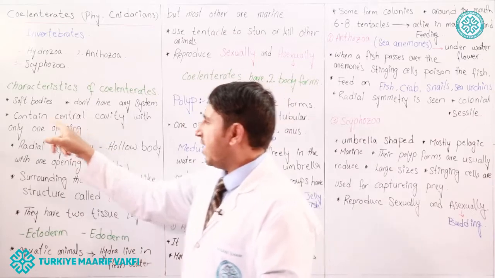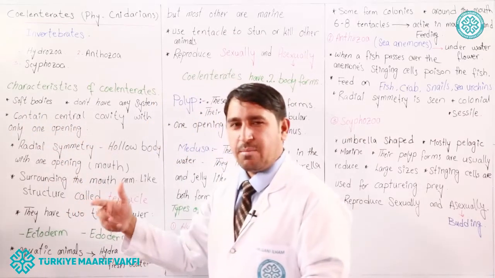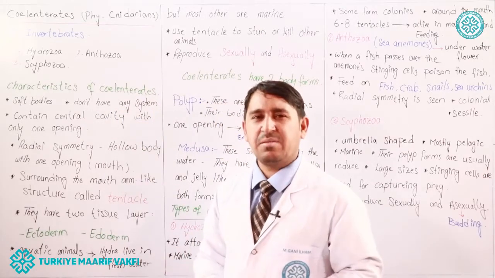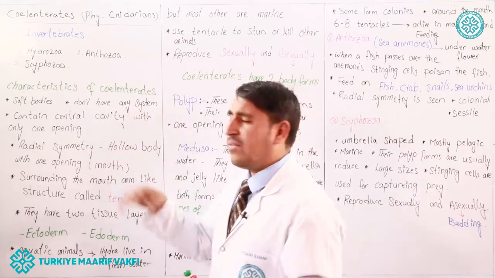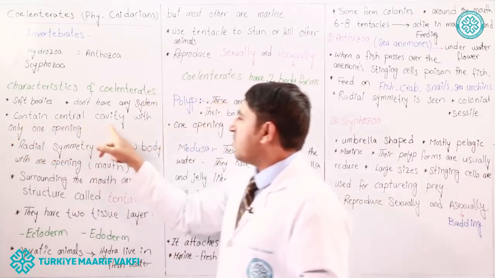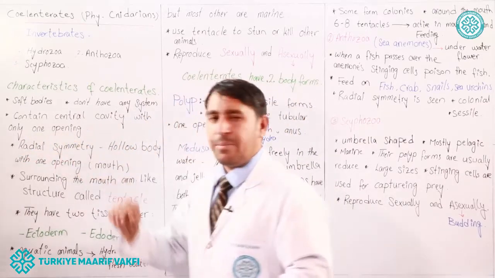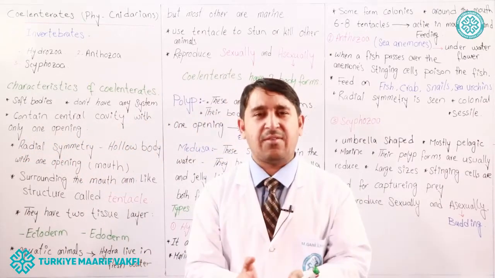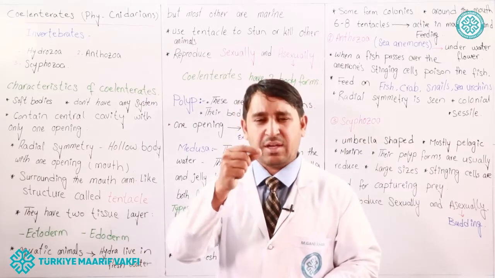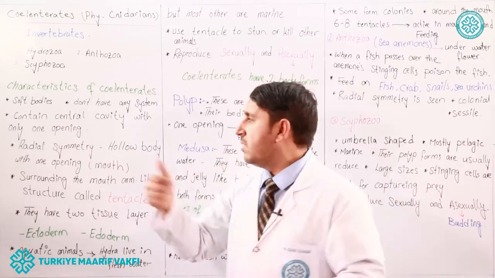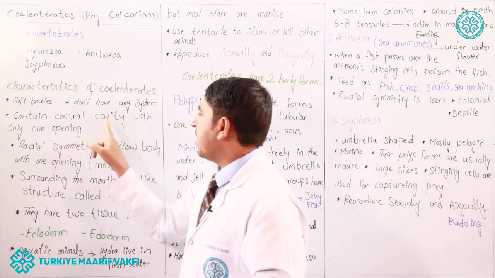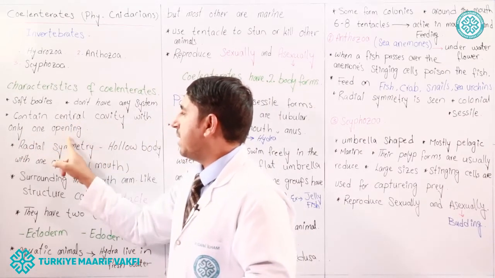The first characteristic: they have soft bodies. Their bodies are soft. They don't have any system. Simple living organisms, multicellular, but they don't have systems. They are not complex. They are simple. They contain a central cavity with only one opening. Their body has a central cavity. In the central cavity there is a mouth, and this mouth is located in the upper part of this living organism. So we can say they contain a central cavity with only one opening.